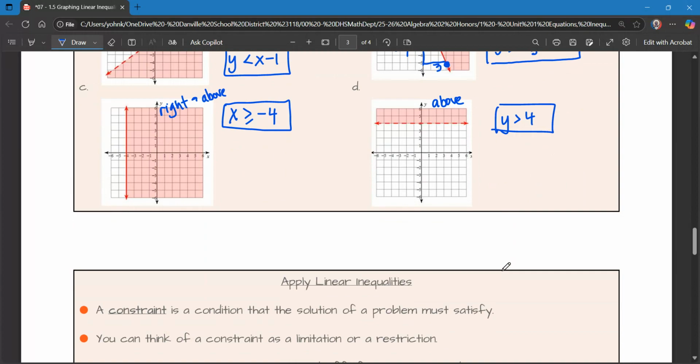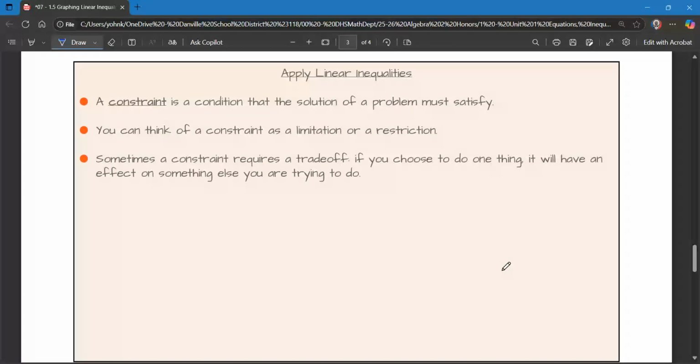Okay, let's apply this linear inequality idea to word problems and something called constraints. A constraint is a condition that the solution of a problem must satisfy. For instance, if you're trying to find the speed that your car travels as a rate of change, your car is never going to have a negative speed. Even if you're driving backwards, that speed will still be positive. You can't have negative time, you can't have negative speed. So the constraints are that stuff must be positive.